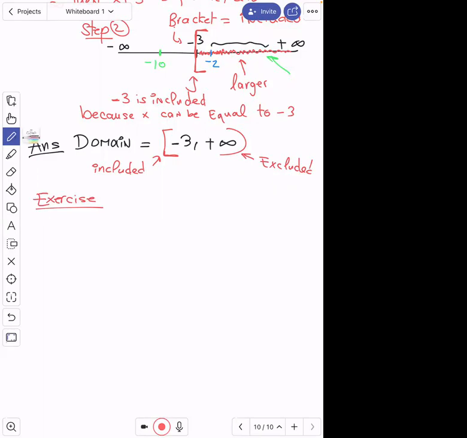All right. So the question, of course, is to find the domain. You need your answer to be in interval notation, right? Using brackets, parentheses, etc. So please try to find the domain of the following functions.